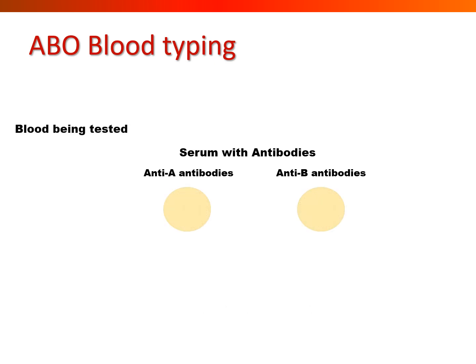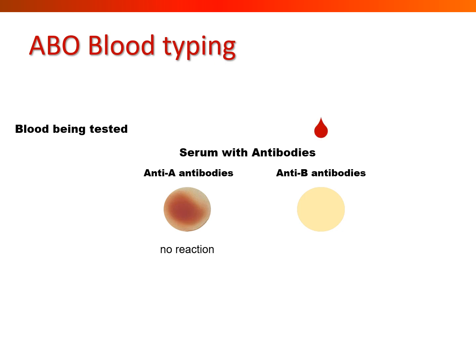All right, so here's our blood that's being tested. We're going to drop it into the serum. We're going to see if it interacts with those anti-A antibodies, and it doesn't. So this is a no reaction. There's no clumping going on there. So we know that this one doesn't have antigen A. It might still have antigen B, or it might not. So let's take a look.